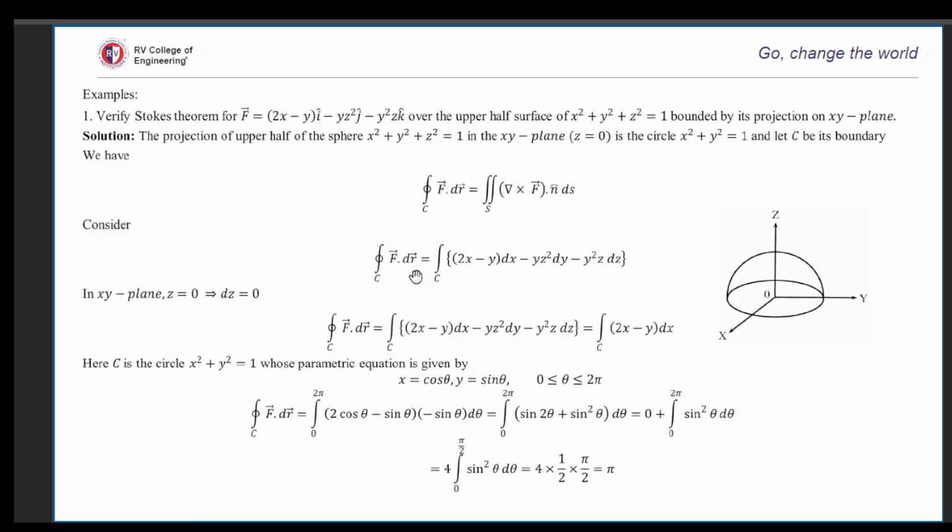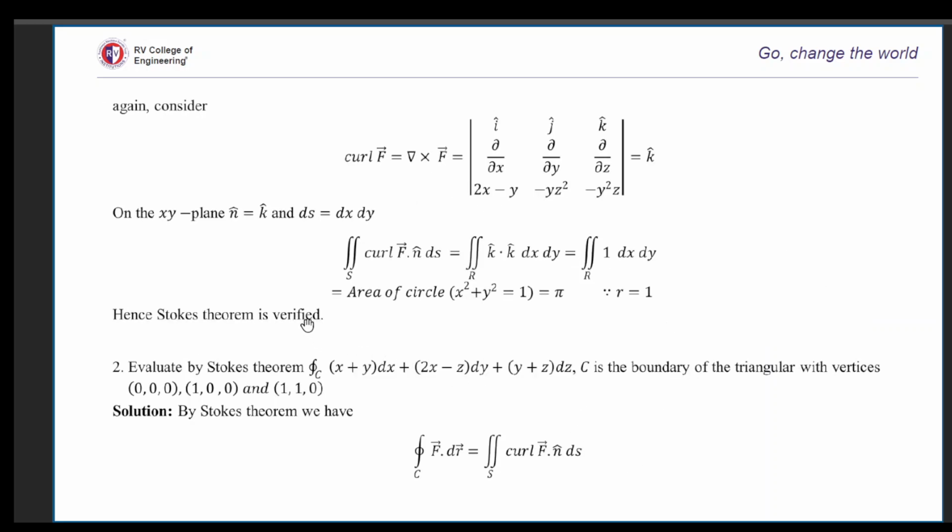Substituting for F and dr leads to an integrand expression in the following format. In the xy plane, there is no z, so dz becomes 0. Rewriting this and using the parametric equations of a circle leads to the following line integral, which has the answer pi. Coming to the right hand side, we need to compute the vector curl. Computing the curl, then rearranging and substituting in the right hand side of Stokes theorem.